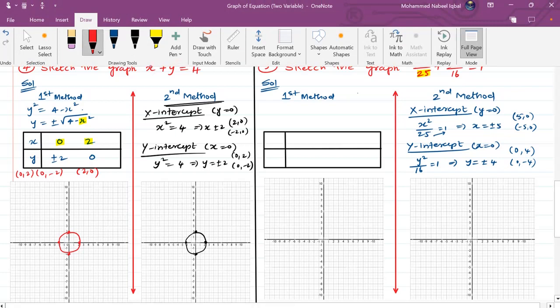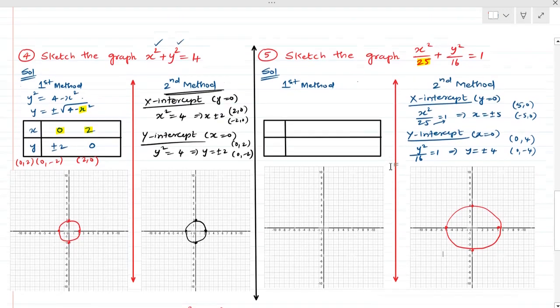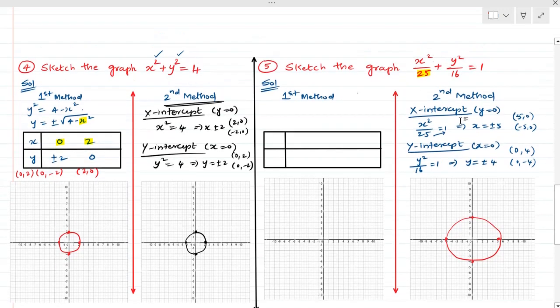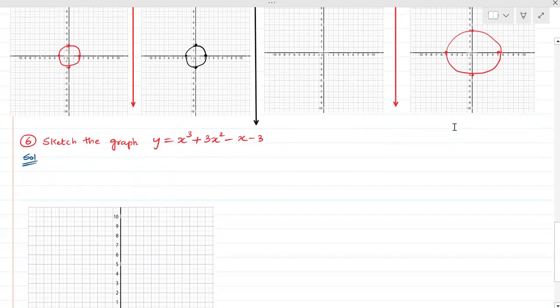So here, x equal plus 5 is 5 comma 0, this is minus 5 comma 0. Here we have 0 comma 4, and here 0 comma minus 4. So you will get an elliptical shape. Using this type of problem, you can directly do it with the intercepts. It is a very easy method. Now the same thing I will do here with the intercept method.